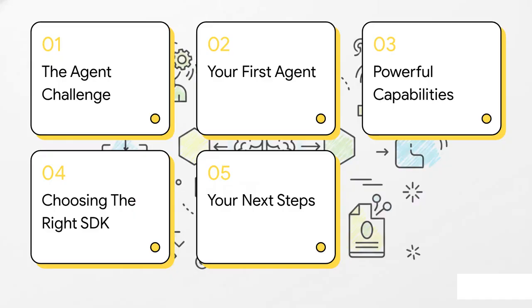Let's jump in. So here's our game plan. First, we'll talk about the big challenges, the annoying stuff when you're building agents. Then I'm going to show you how to get your first agent up and running in literally seconds. After that, we'll get into the really cool stuff, unlocking its powerful capabilities. We'll also help you figure out which SDK is the right fit for your project, and then lay out your next steps so you can get building right away.